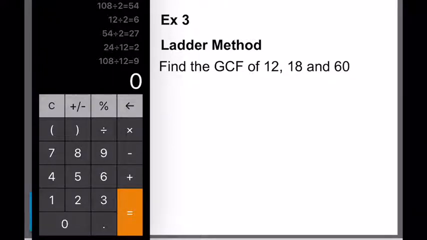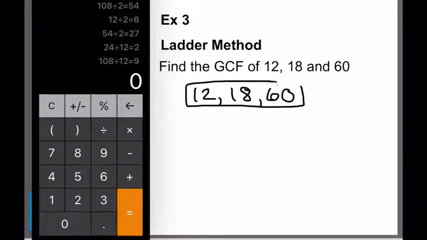The cool thing about the ladder method is it can be used to find the GCF of more than two numbers very easily. It works and can be applied no matter how many numbers you're trying to find the GCF for. So here's an example of three numbers. Let's use the ladder method to find the GCF for all three numbers. The steps are still the same. You start by putting all three numbers in a box. So we have 12, 18, and 60.